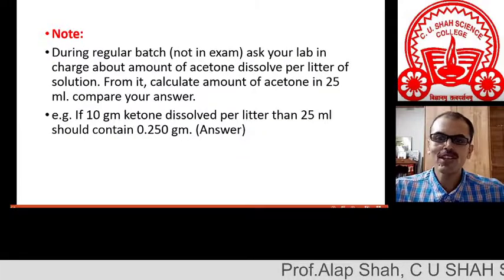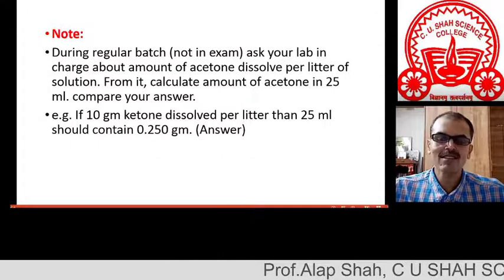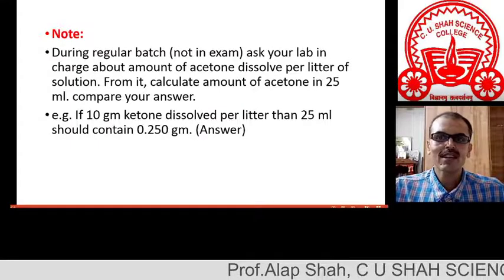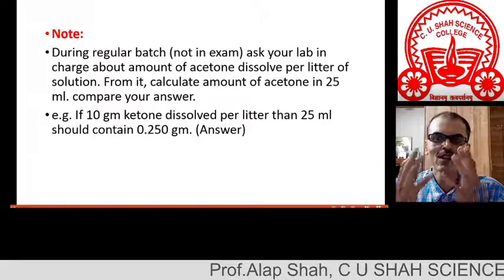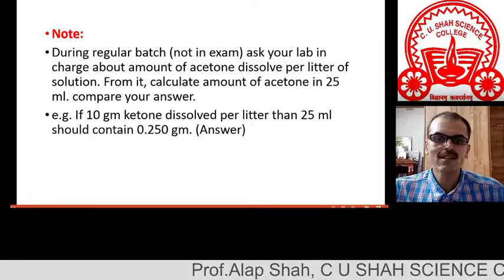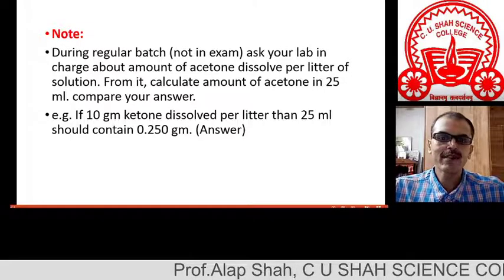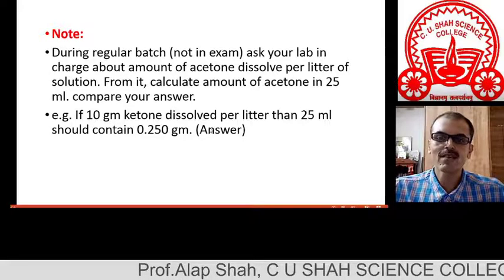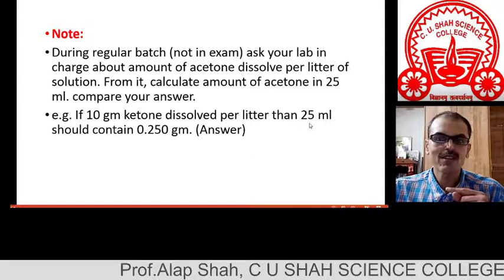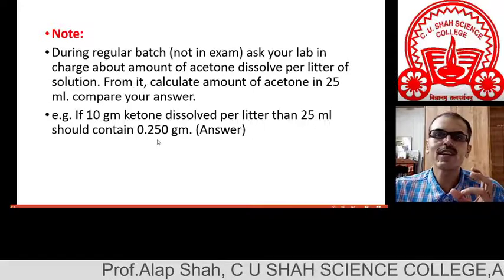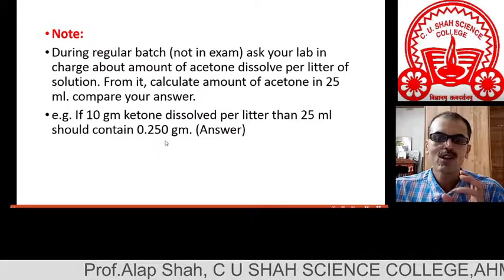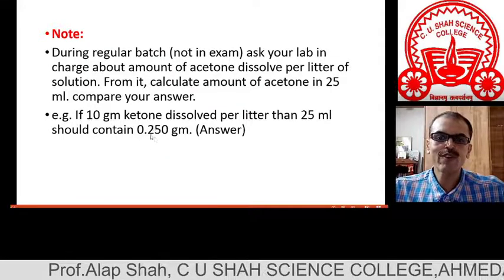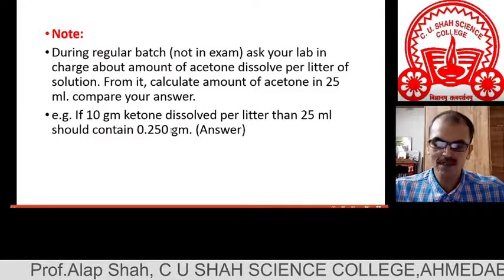During your regular batch, you can consult your lab in charge and ask how much acetone was dissolved per liter. So you can calculate your theoretical answer, and you can always compare your experimental answer. For example, suppose we assume that 10 gram ketone is dissolved per liter, because you are taking 25 ml solution, that should contain theoretically 0.250 gram. So your answer should be near this, roundabout 0.250 gram. So you can always compare your answer.